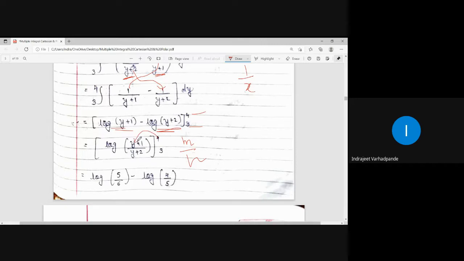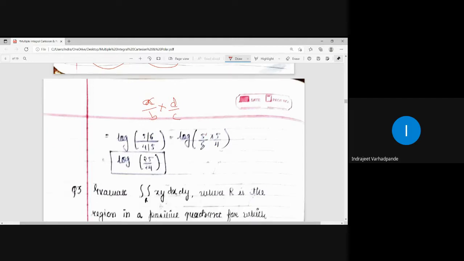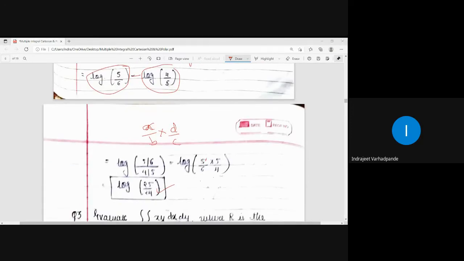Put upper limit as 4. 4 plus 1 is 5. 4 plus 2 is 6. Log 5 by 6. Minus lower limit 3 put. 3 plus 1 is 4. 3 plus 2 is 5. Log 4 by 5. Again, log m minus log n is log m by n. Log a by b upon c by d. A by b upon c by d, and a division gets converted to multiplication and reciprocal of the denominator. So a upon b into d upon c. 5 by 6 into 5 by 4. Log of 25 by 24 is the final answer.